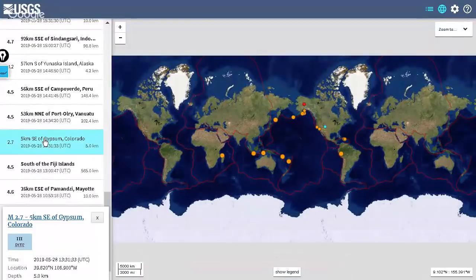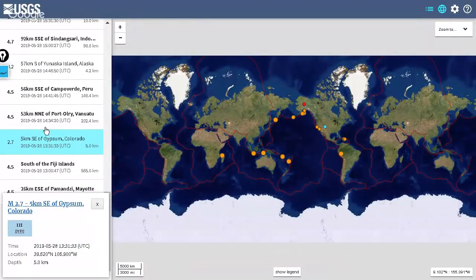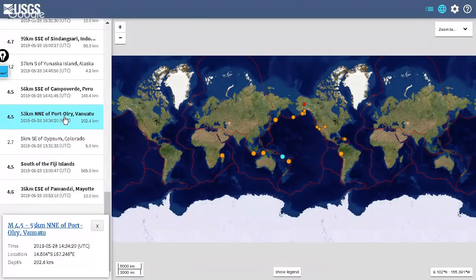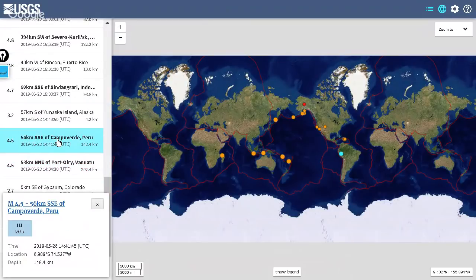We also see a 2.7 in Colorado, so that's pretty rare there. And we're going to cover one that just came in California also. Here's a 4.5 in Vanuatu. That one's at depth. Heads up there, folks, for a larger quake at the surface.